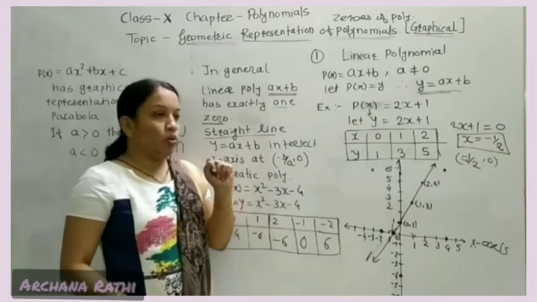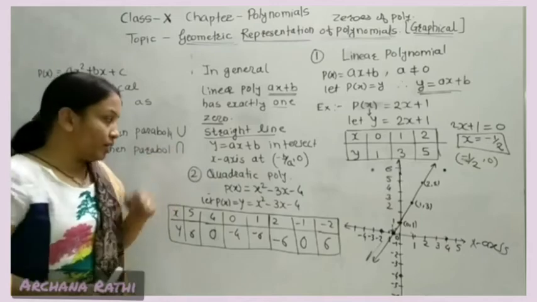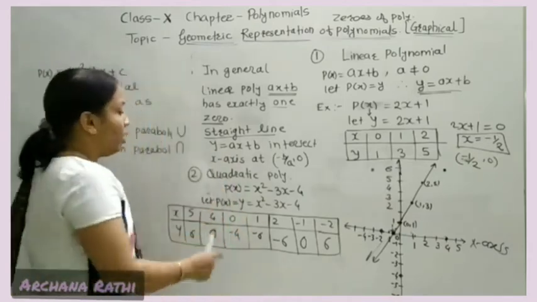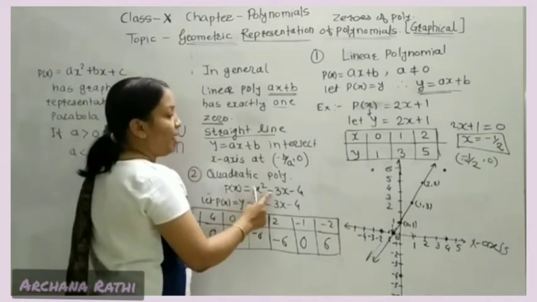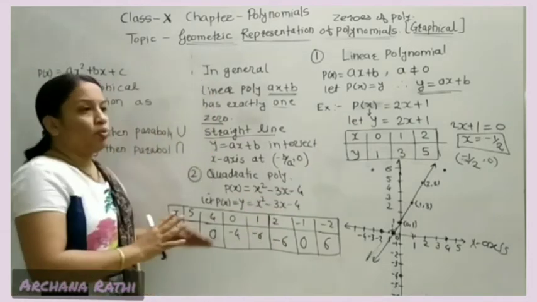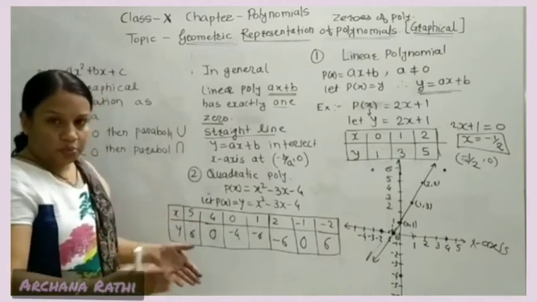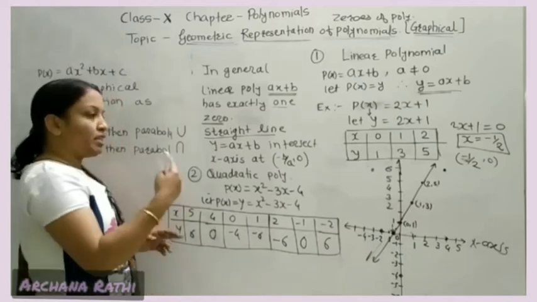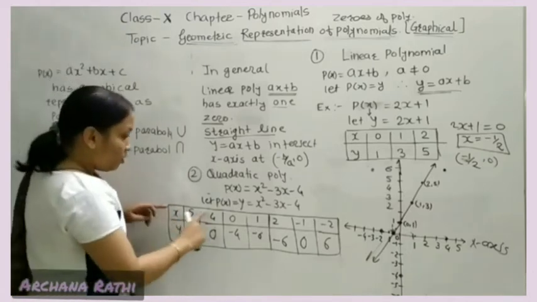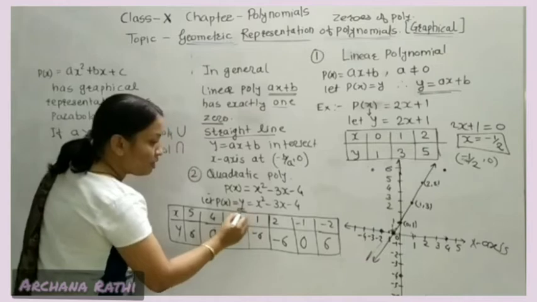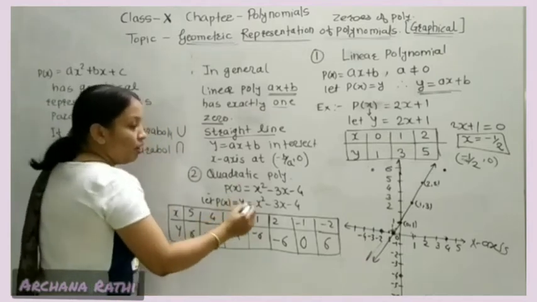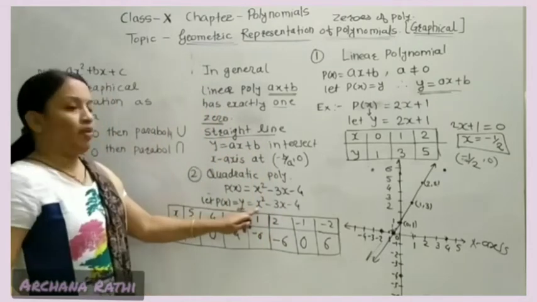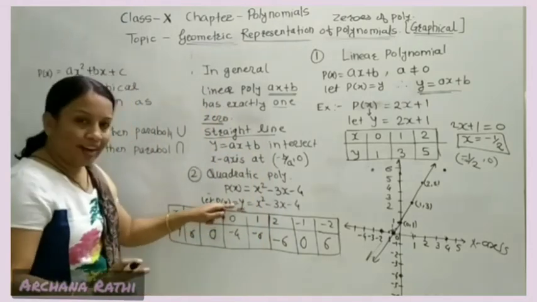Now what about the quadratic polynomial? Let us see an example, and then we will generalize it. Take the quadratic polynomial x² - 3x - 4. Here we are going to plot some more points, so you have to do this on graph paper to get the points exactly. Again p(x) is represented as y, so y = x² - 3x - 4. Now put in values of x and you will get the values of y.